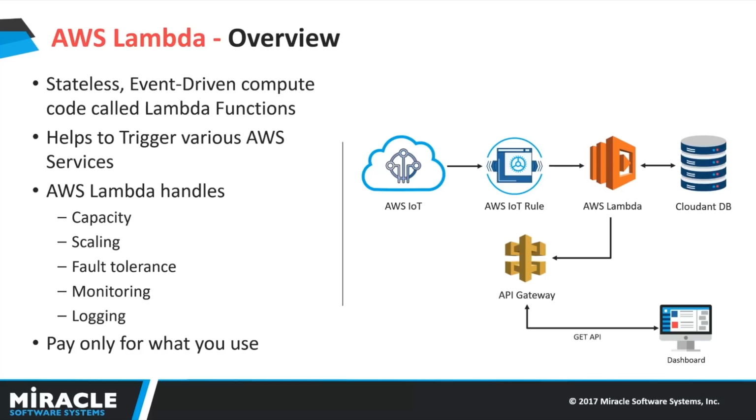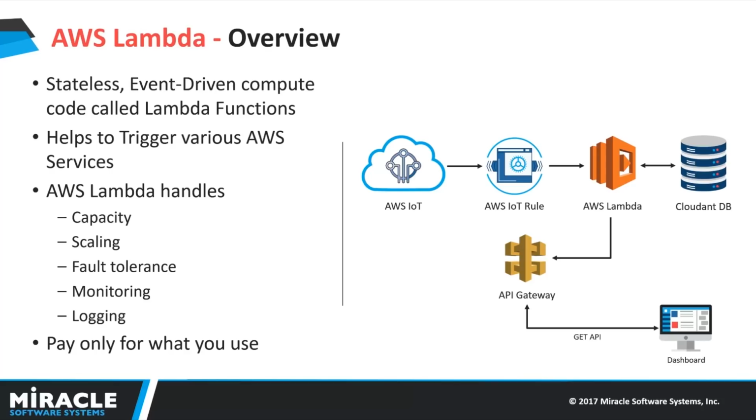On the right-hand side, you see a small flow diagram. AWS IoT is sending data to an IoT rule. I'll explain what the IoT rule does in the next slide, which is the architecture, and tell you what exactly it means there. For now, concentrate on AWS Lambda and the API Gateway.